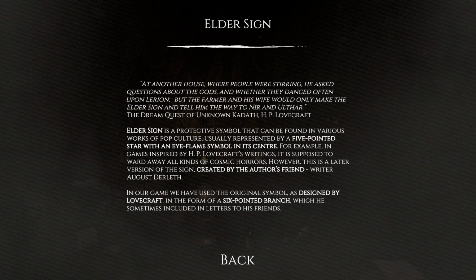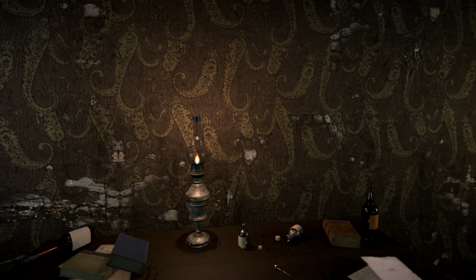It's a protective symbol. See, just stay here. This is protection that can be found in various works of pop culture. A five-pointed star with an eye flame symbol at its center. In our game, we have used the original symbol as designed by Lovecraft, the form of a six-pointed branch, which is sometimes included in letters to his friends.